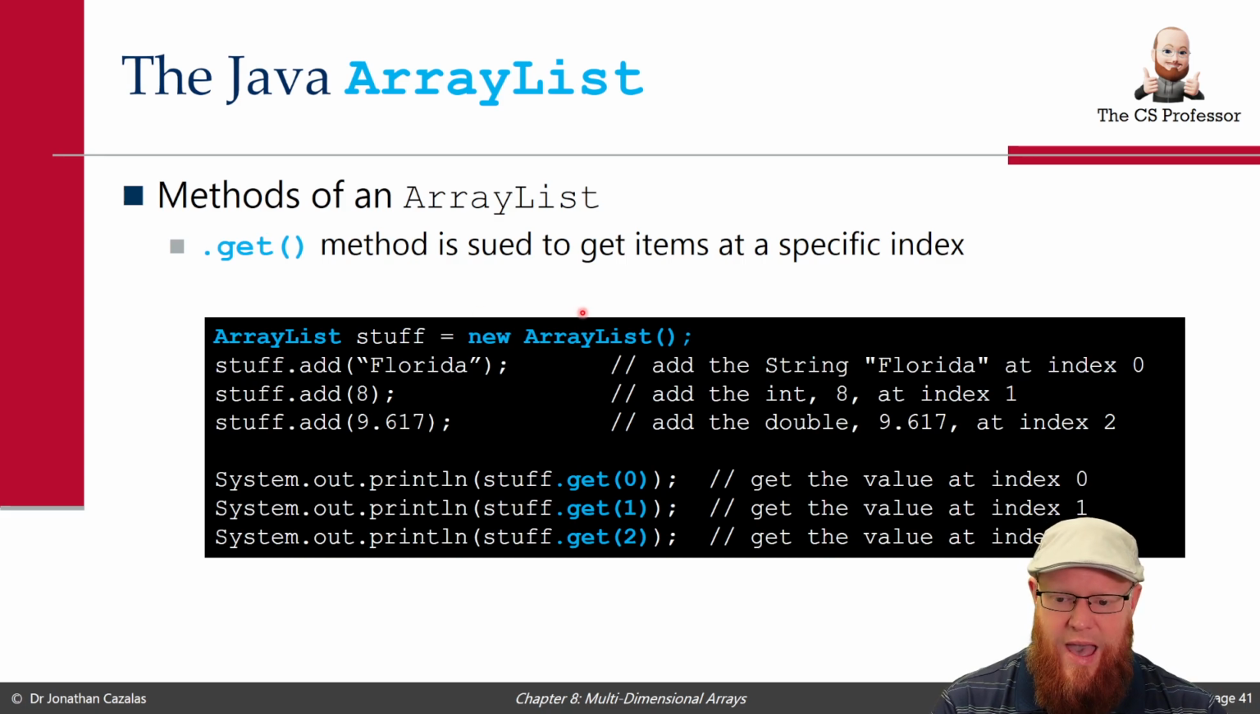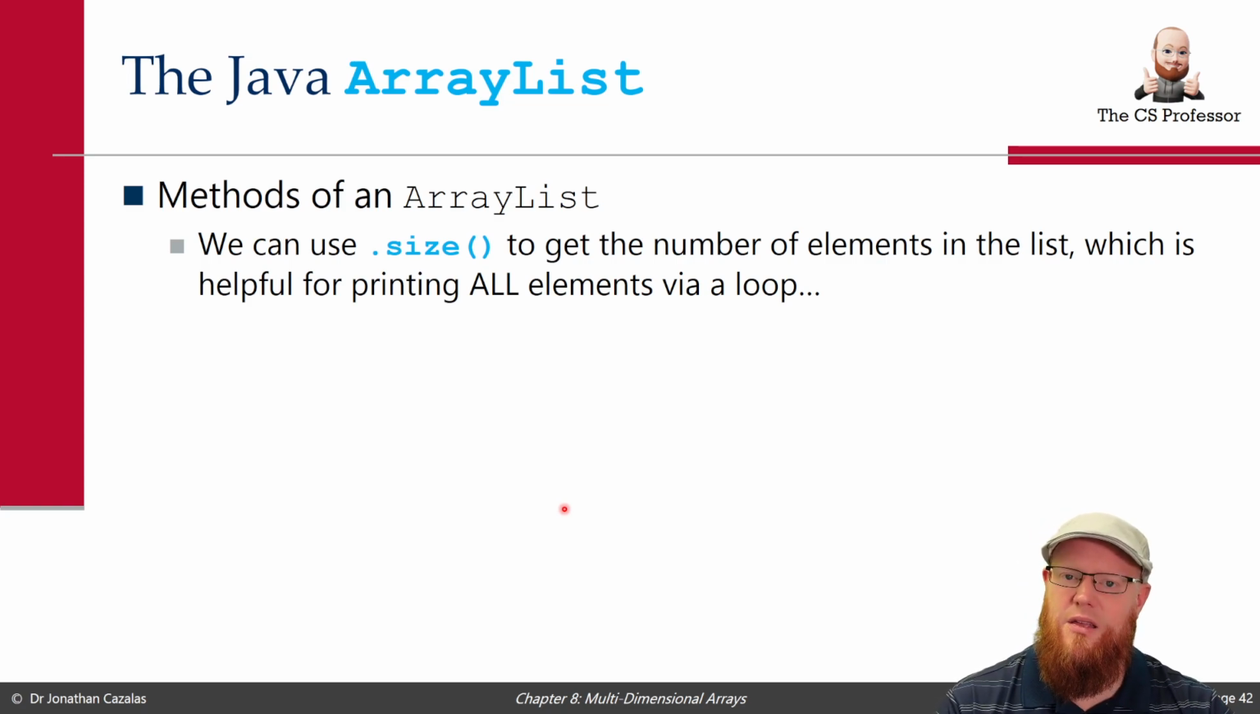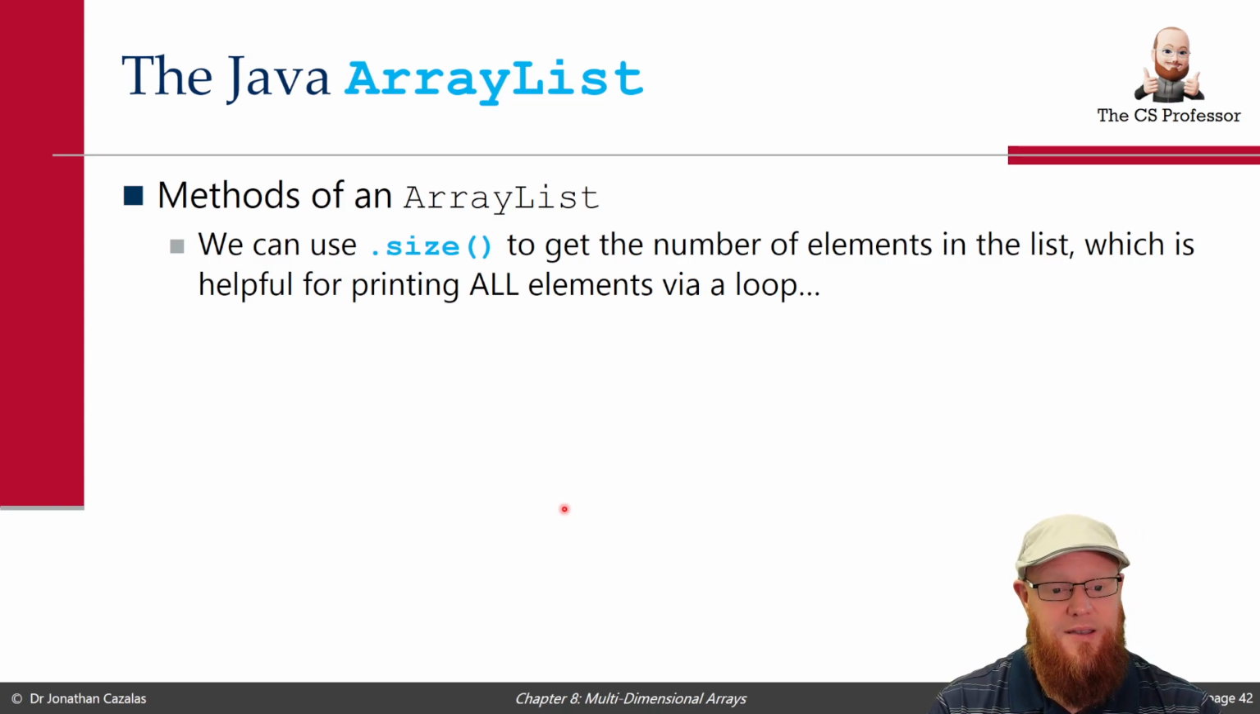So here, if we've added those things to this array list called stuff, I can now get the values at those particular indices. stuff.get(0) will get the word Florida. It'll get the value at index 0. stuff.get(1) will get the value at index 1. It'll print 8. And then stuff.get(2) will print the value 9.617. So instead of the bracket index, now we're using .get. .size will tell us the number of elements inside this array list. Kind of like array.length, here we have a .size method.